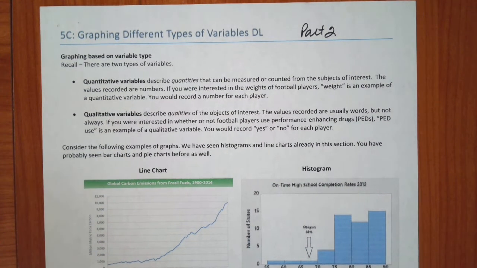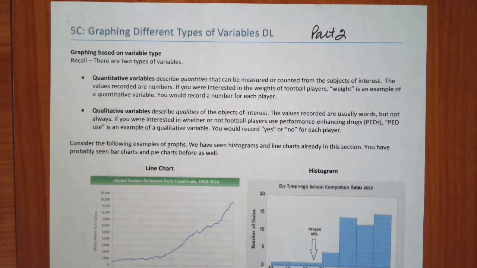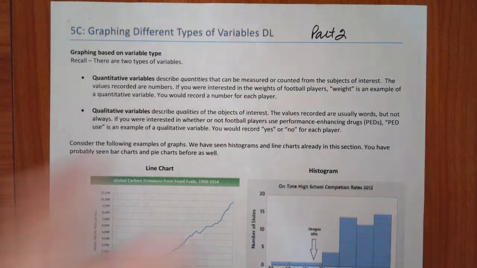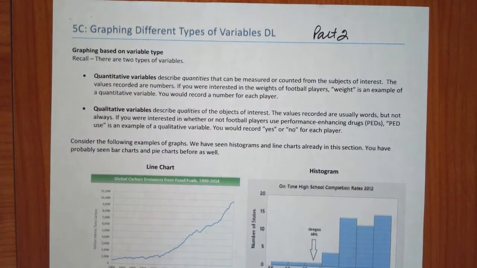We'll continue on with 5C, talking about graphing different types of variables. We've already talked about the difference between quantitative and qualitative, and that the differences come out in the graphs. So quantitative variables describe quantities that can be measured or counted. The values are recorded as numbers. Qualitative variables describe qualities. The values recorded are usually words, but not always, and we're not going to get into that too deeply.